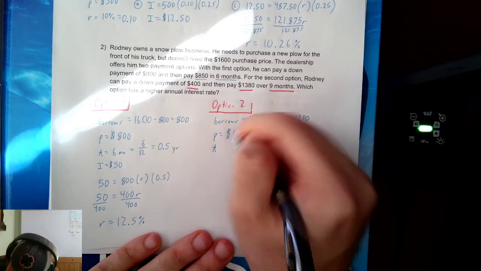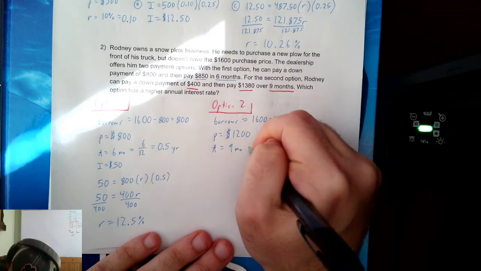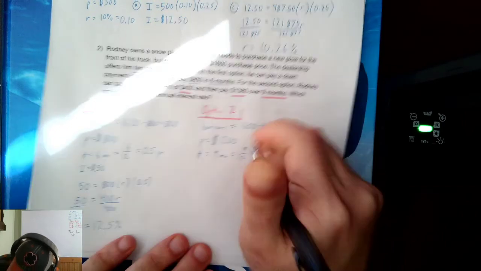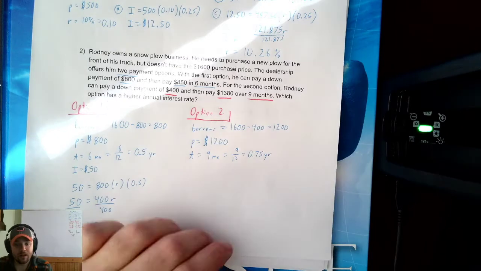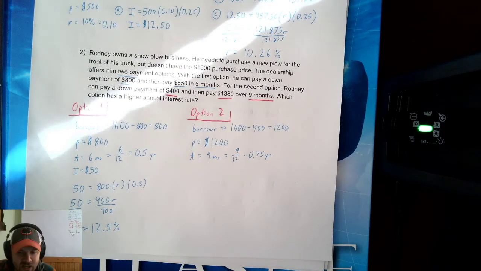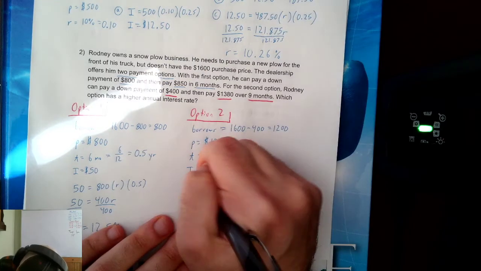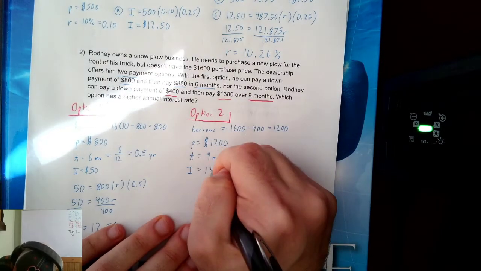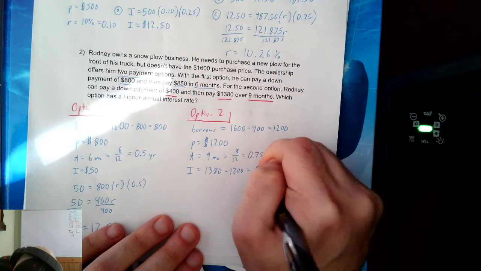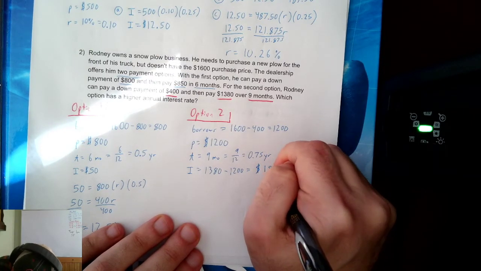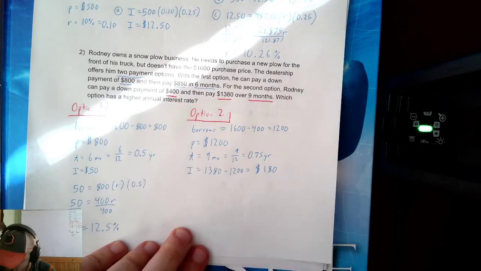Now, the time for the second option is different. This is a 9-month loan, which is 9 out of 12, or 0.75 years, right? It's 3/4 of a year. Now, the interest he pays this time would be $1,380 minus his principal of $1,200. He's paying $180 in interest for option 2, right? He's borrowing $1,200, but he's paying $180.